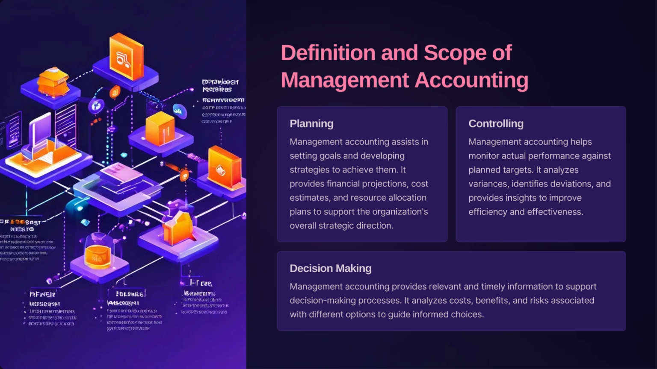Definition and scope of management accounting. Planning. Management accounting assists in setting goals and developing strategies to achieve them. It provides financial projections, cost estimates, and resource allocation plans to support the organization's overall strategic direction. Controlling. Management accounting helps monitor actual performance against planned targets. It analyzes variances, identifies deviations, and provides insights to improve efficiency and effectiveness.